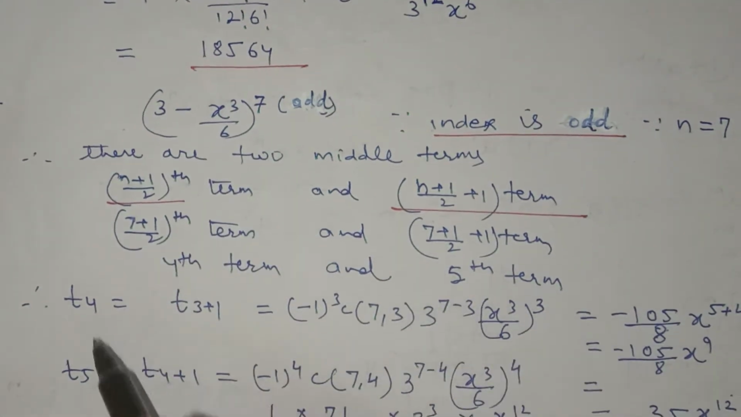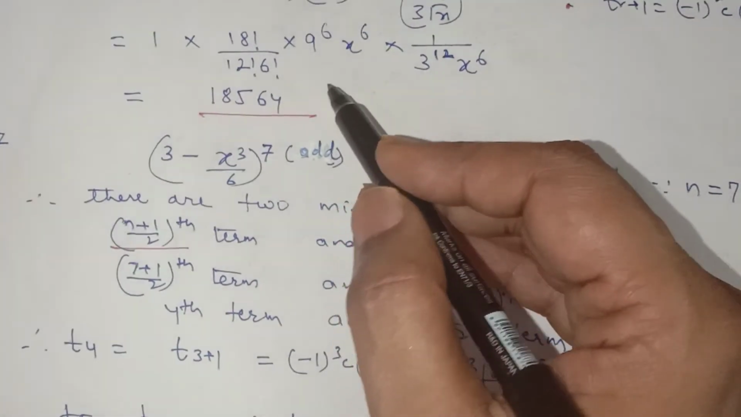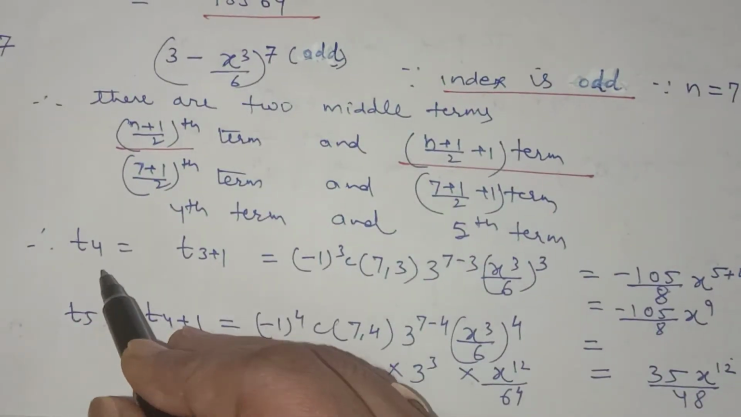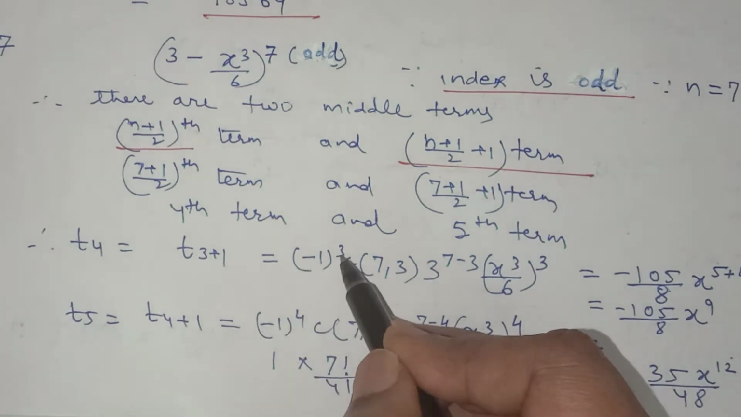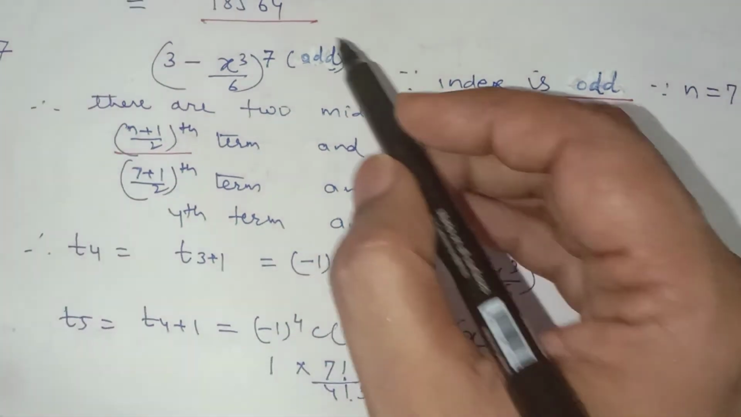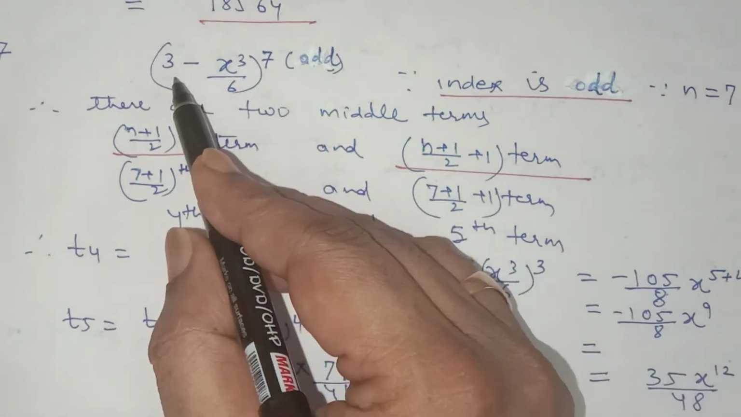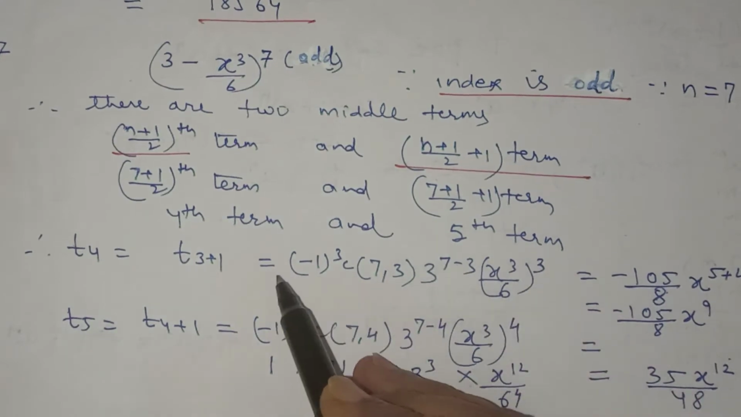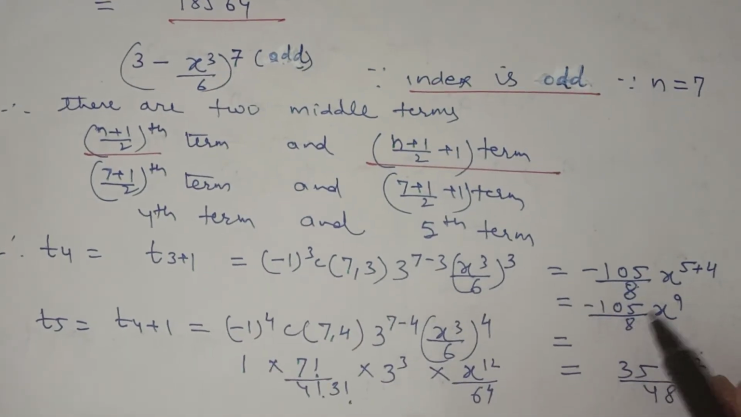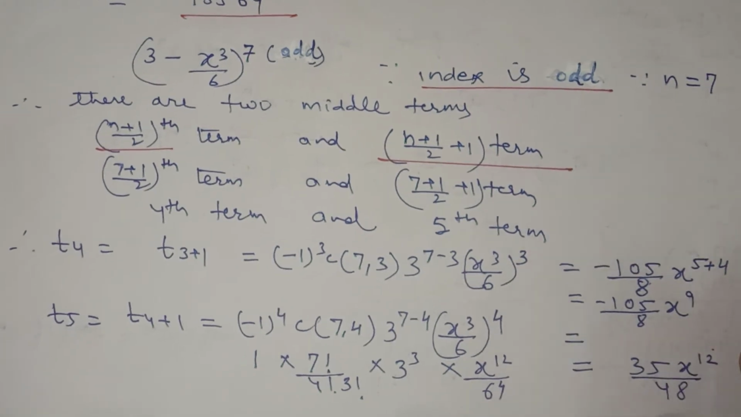So find its fourth and the fifth term, and the term we have already discussed how to find. To find the fourth term, you have to write it as 3 plus 1. So the value of r will be equal to 3. And find its fourth term, that is (-1) raised to power r, combination of n r. In place of n we have 7, r is 3, x raised to power n minus r, so in place of x we have 3, and y raised to power r, and y is x cube upon 6 raised to power 3. So simplify it, you will get the first of the middle terms, which is the fourth term, that is minus 105 upon 8 x raised to power 9.